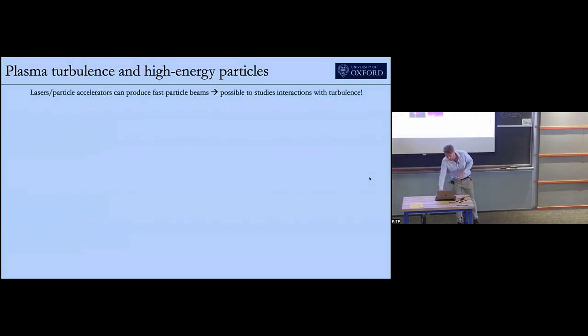And finally, which I thought might be of interest to many of the people here, we can also do experiments looking at the relationships between plasma turbulence and high energy particles. So these days, either using high intensity lasers or particle accelerators, we can produce fast particle beams, even highly relativistic beams. And so it's possible to study their interaction with plasma turbulence.